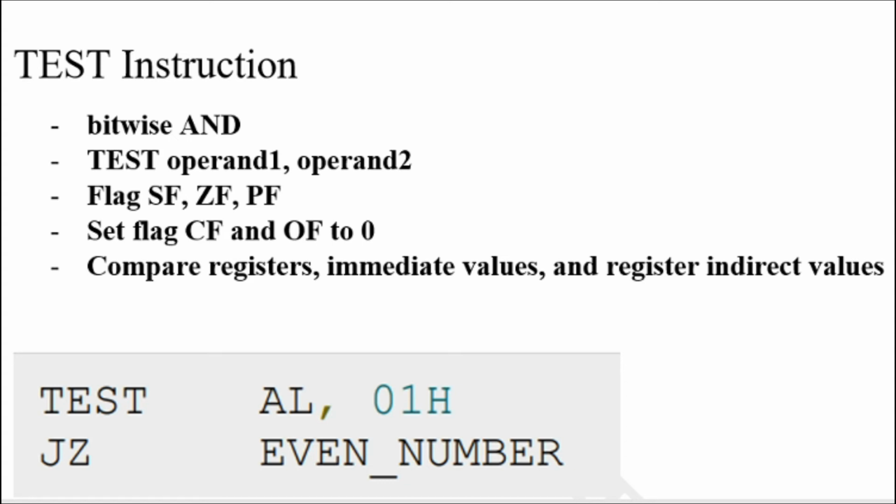It can compare registers, immediate values, and register indirect values. So you use it just the same as the AND instruction, but instead of AND, we use test. Just like in our previous videos, we use test to determine whether a number is odd or even. So we can do test AL, 01H.